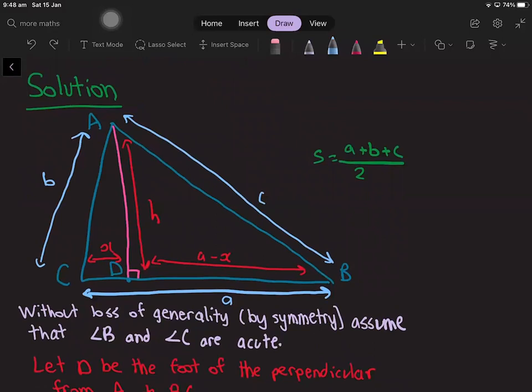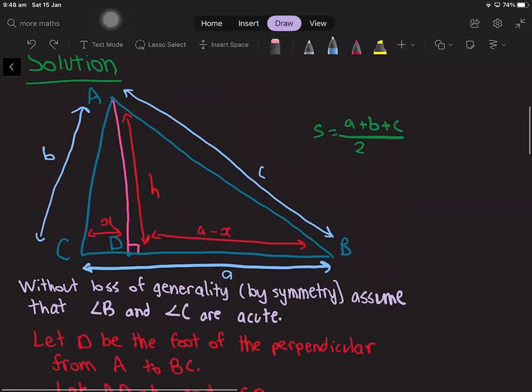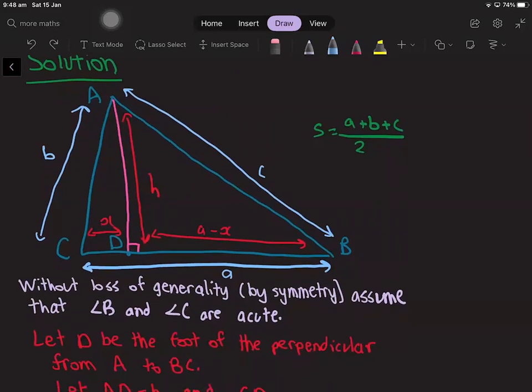So first thing I'll assume is, without loss of generality or using symmetry, we can assume that angles B and C are acute. And the reason why I'll do this will come up later. So we now let D be the foot of the perpendicular from A to BC. So we set D as this point over here. And the reason I made angles B and C acute is so that D lies on the side BC and D doesn't lie outside BC.